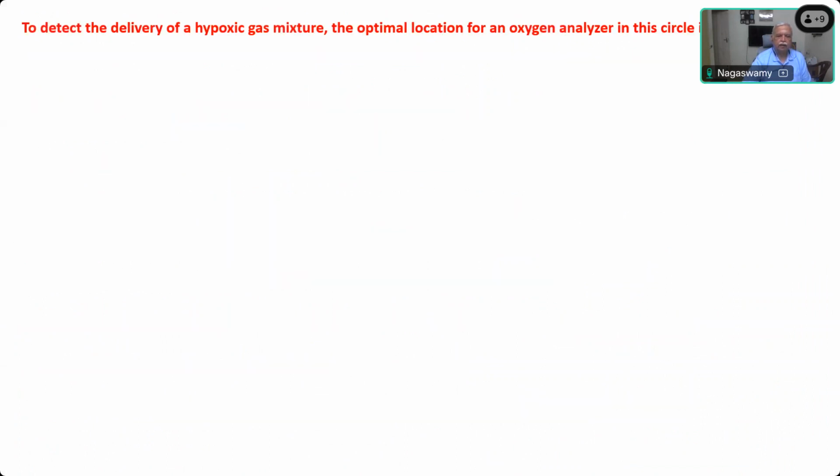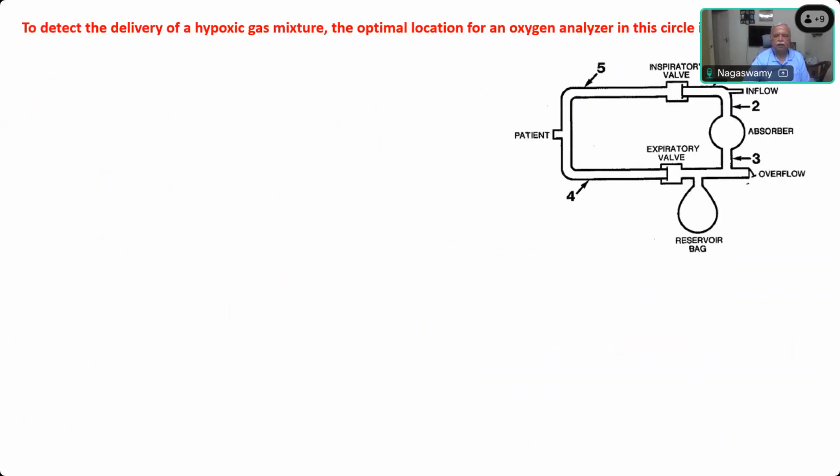To detect the delivery of a hypoxic gas mixture, the optimal location of an oxygen analyzer in this circle system is, this is the picture. There are 5 locations shown. So which one will be ideal? 4, sir. No, it is 5, between the inspiratory valve and the inspiratory limb and the patient. Okay, 4 is on the expiratory valve, it's going to the expiratory limb. So the ideal is E.